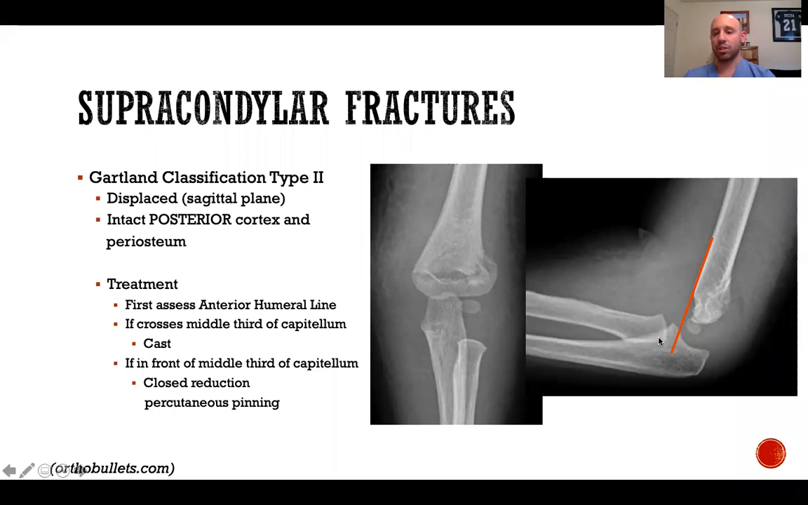This 2A versus 2B is very controversial, and if you get a room of pediatric orthopedists together, often they're going to say different things. Some people like you to push on the posterior aspect of the elbow and try to reduce this better to try to get your capitellum to intersect the anterior humeral line so you can treat it non-operatively. Others say you just go right to closed reduction percutaneous pinning.